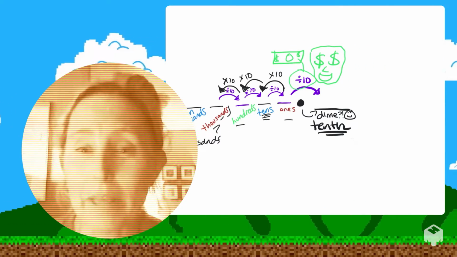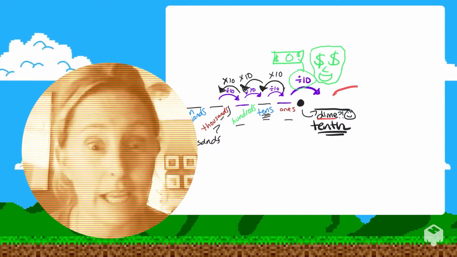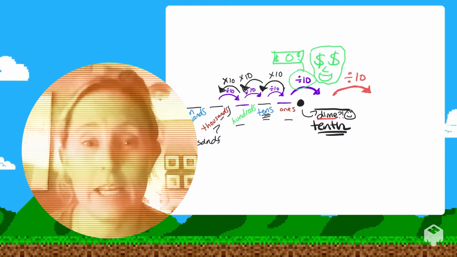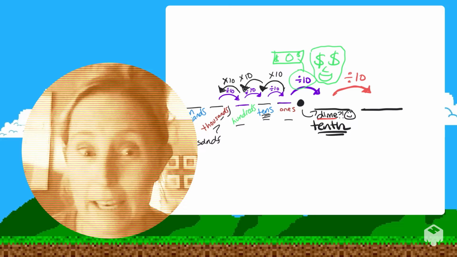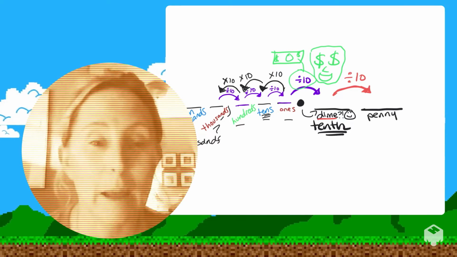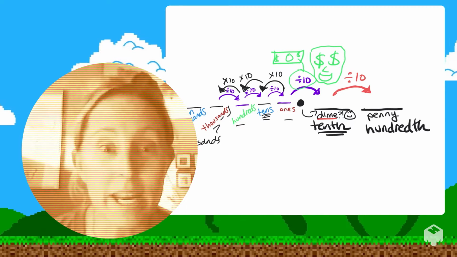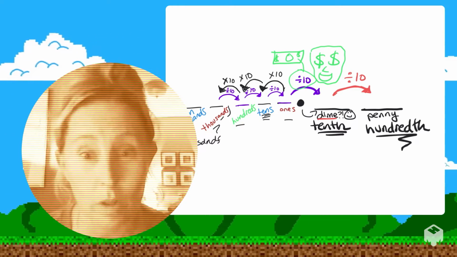And then think about that dime. What if we took that dime and we split it up between 10 people? So take a dime, divide it by 10, and think of what coin you would get. What takes 10 to make a dime? A penny. And so a penny is 1/100th of a dollar. It takes 100 of them to make one whole.